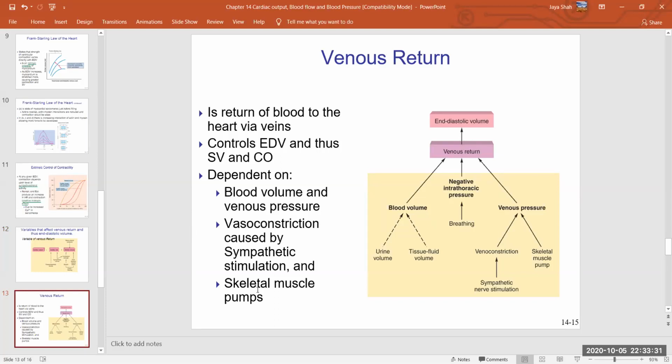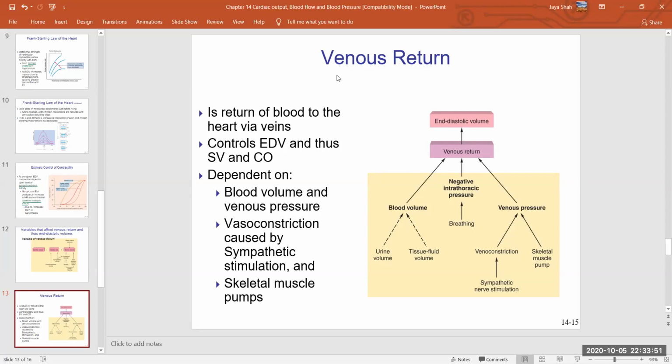Okay, so end-diastolic volume increases preload, and preload increases force of contraction. So what are the variables which affect end-diastolic volume? Here, venous return affects end-diastolic volume.